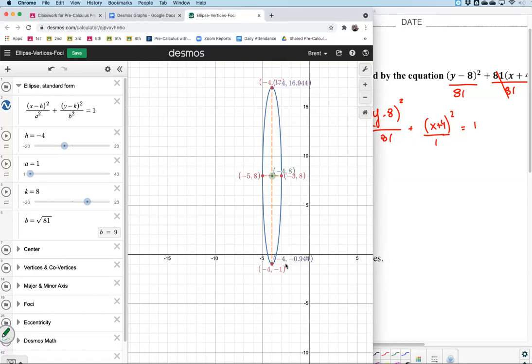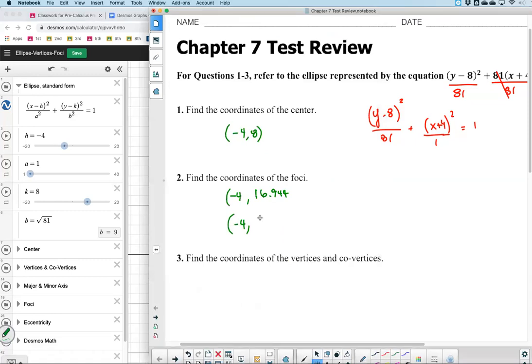And the other one is negative 0.944. Now on the test, they're going to use exact numbers, which means they're going to have square roots and stuff like that. These are rounded decimals. These are the two foci from the calculator. But the formula chart actually can help us with this.